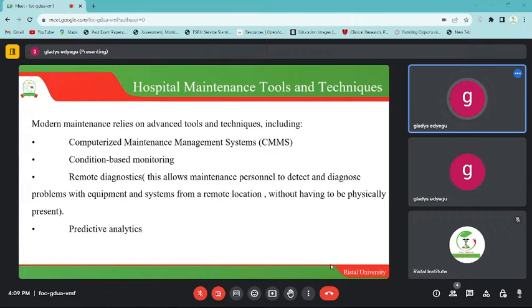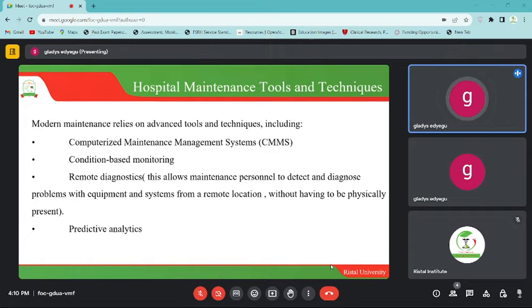maintenance management system. Here they use a computerized tool that shows the technician or the engineer the condition of the different equipments, infrastructures or systems, and they are able to understand that a system needs to be repaired in relation to its condition.